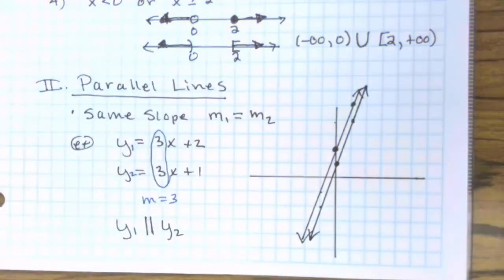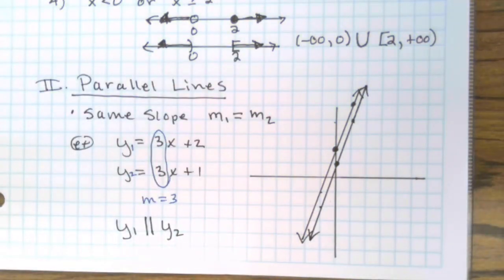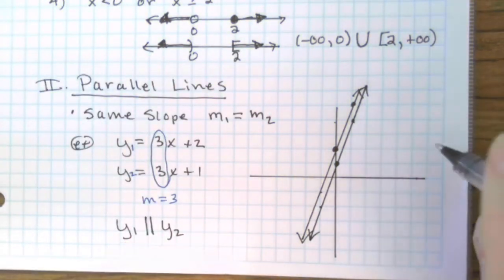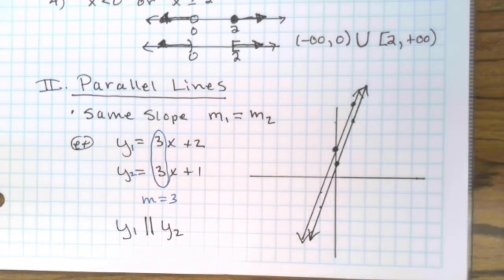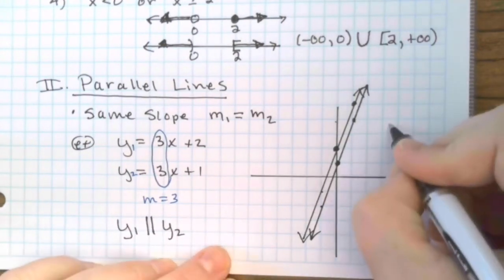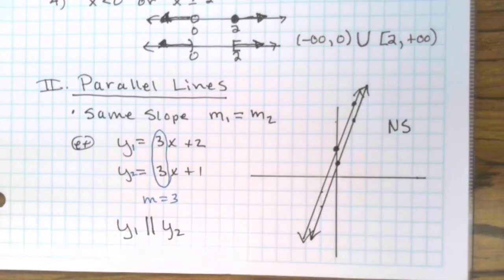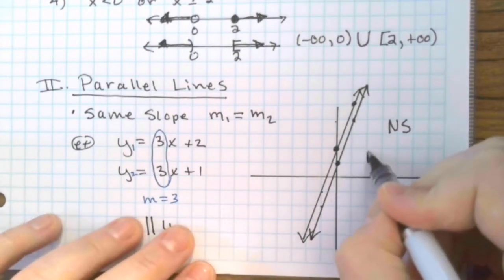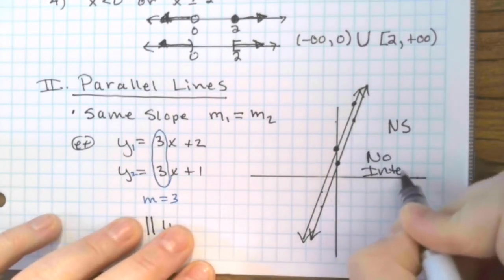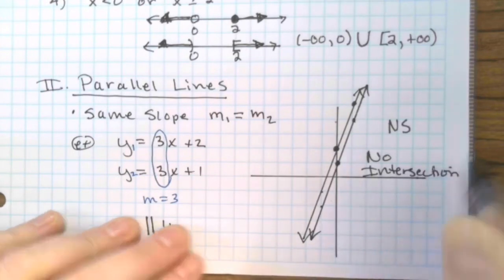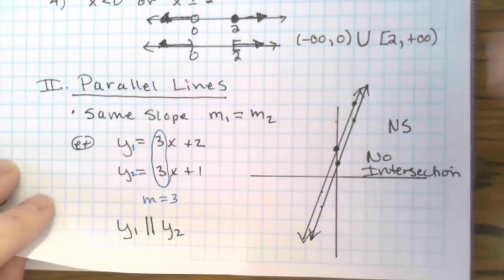Is that they never intersect, they never cross. So if you have two lines that are parallel and you're looking for a solution, there would be no solution for them because they have no intersection. Okay, that's parallel lines.